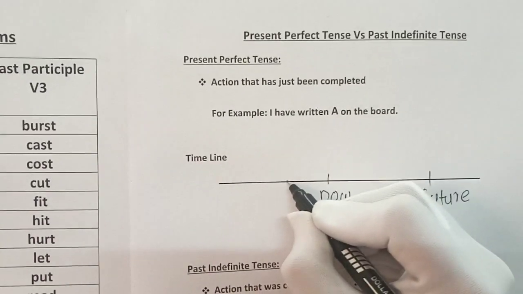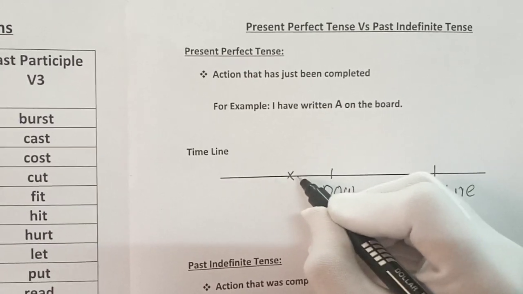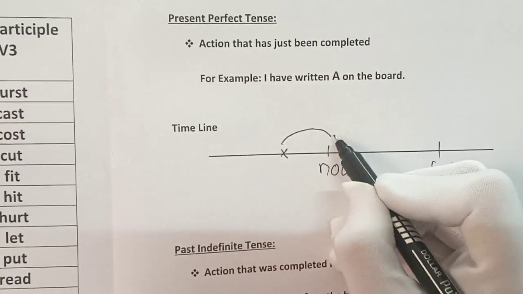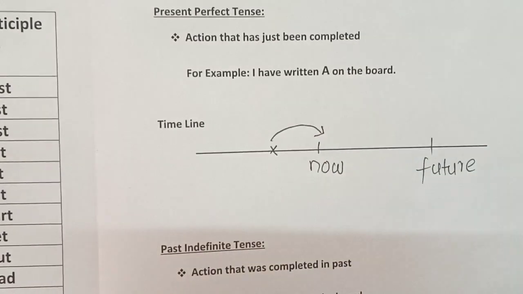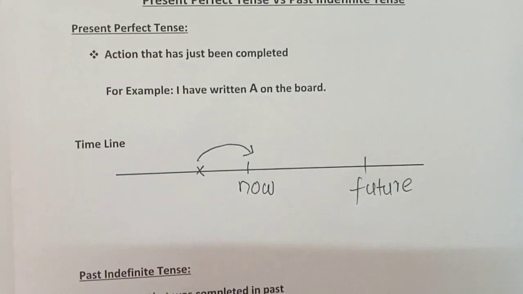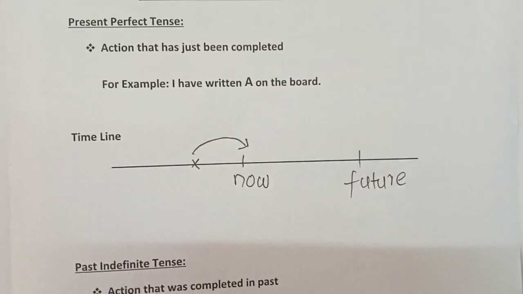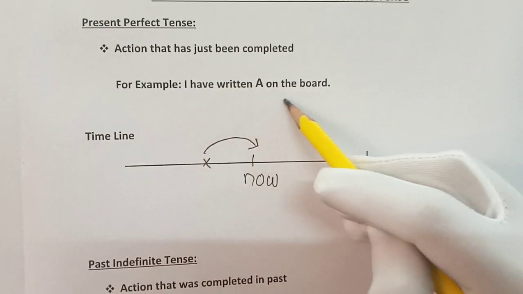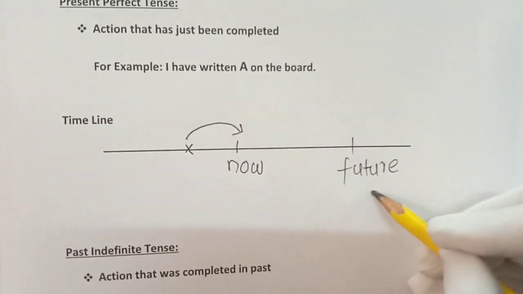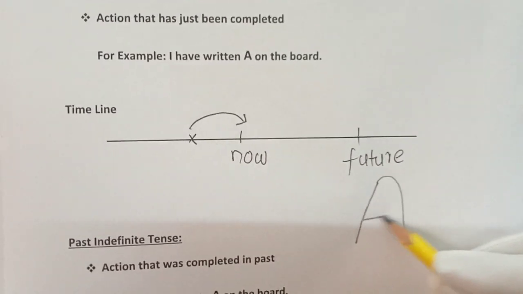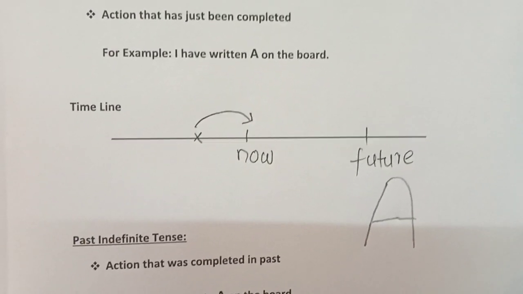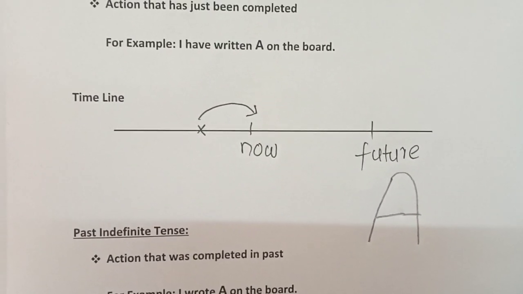But some work which was completed just now, and we have consequences of that work, is present perfect tense. Suppose, for example, I have written A on the board. I have written A on the board. So A is written here. So I can say that this is present perfect tense.